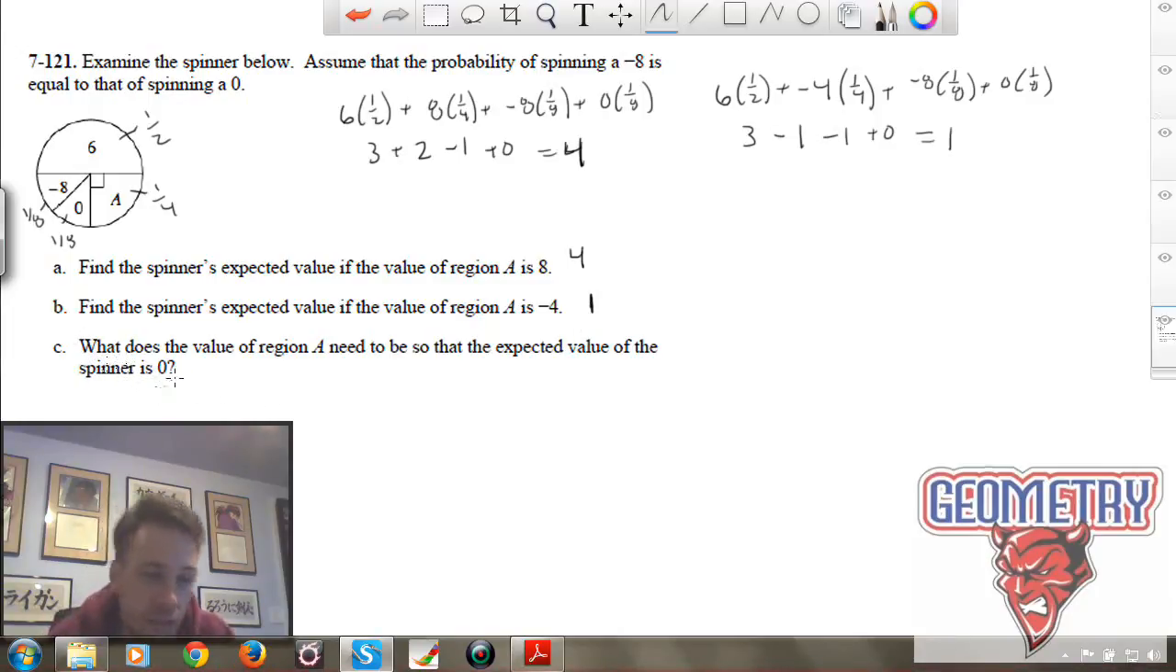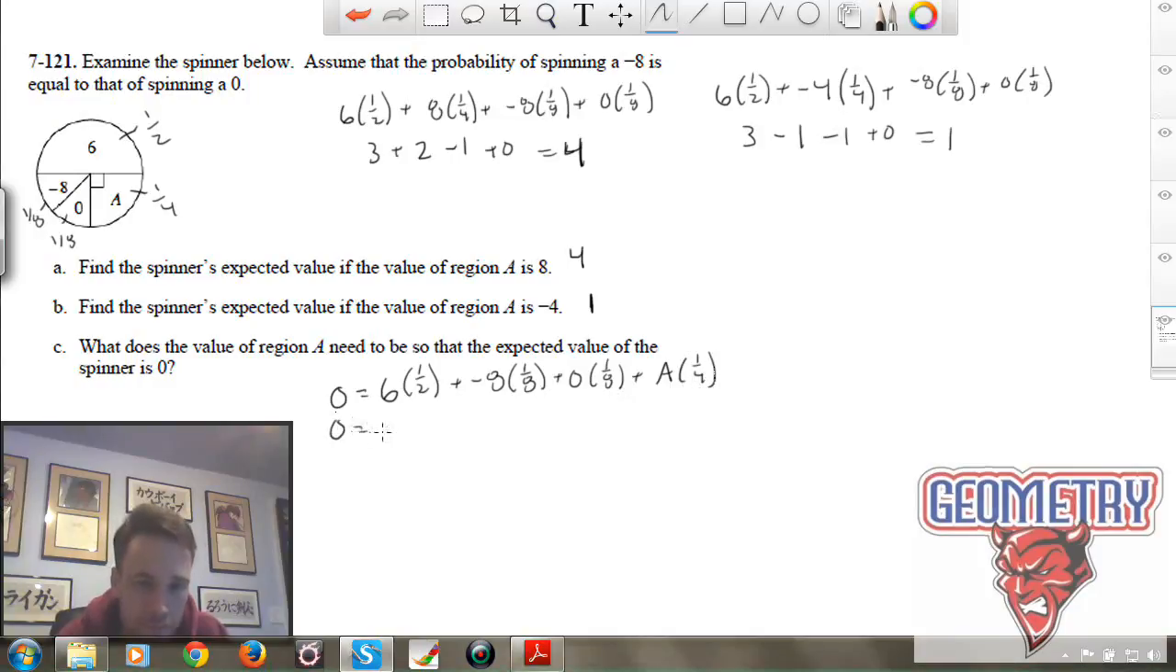Part C says, what does the value of region A need to be so that the expected value of the spinner is 0? Okay, well, let's set that up. So 0 equals 6 times the probability of 1/2, plus -8 times the probability of 1/8, plus 0 times the probability of 1/8, plus A, what we're trying to find, times the probability of 1/4. 6 times 1/2 is 3, -8 times 1/8 is -1, 0 times 1/8 is 0, and then we have A over 4, or A times 1/4.